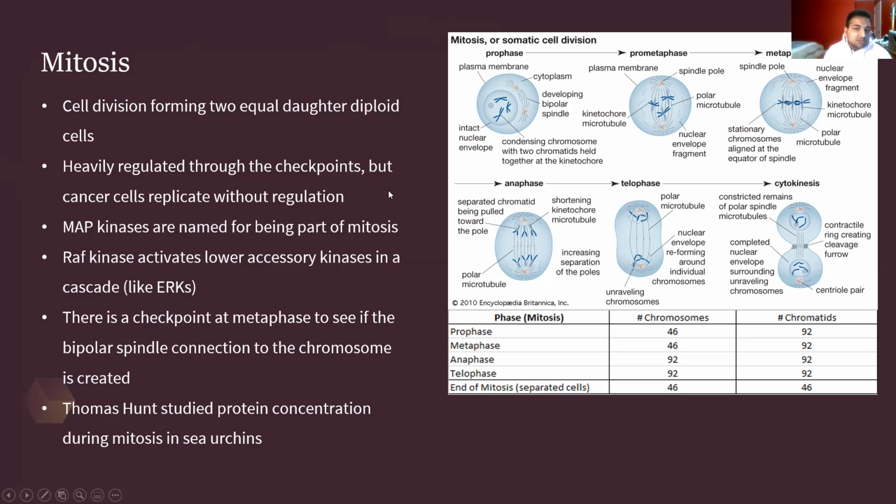So Tim Hunt actually studied the protein concentrations during mitosis in sea urchins, and he noticed the concentration of different proteins being higher at certain points and lower at other points, which makes sense because during mitosis we need different proteins.